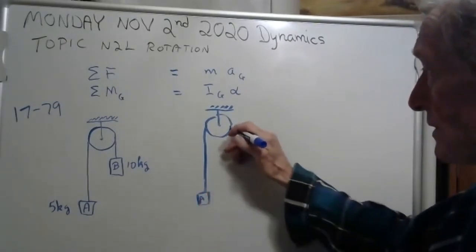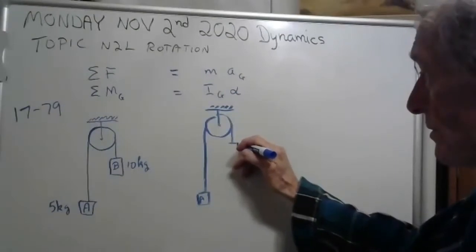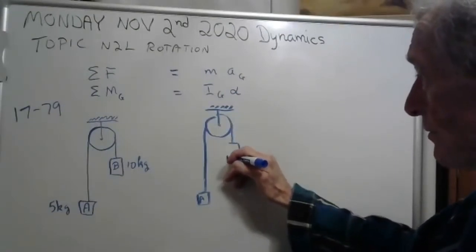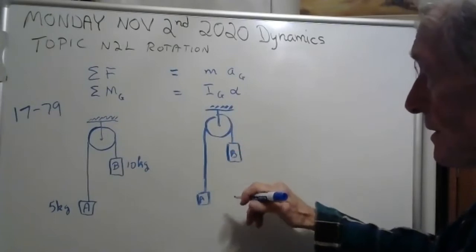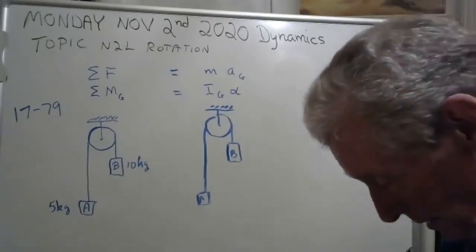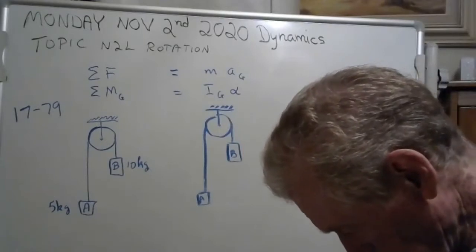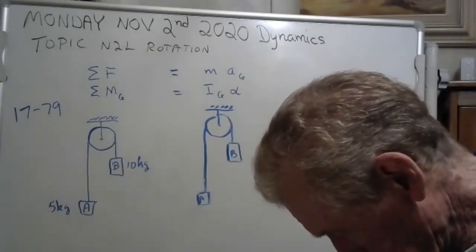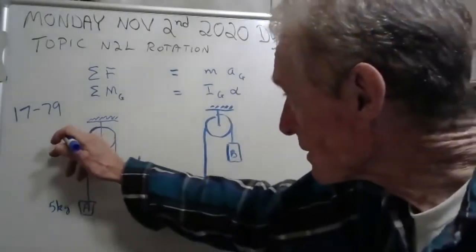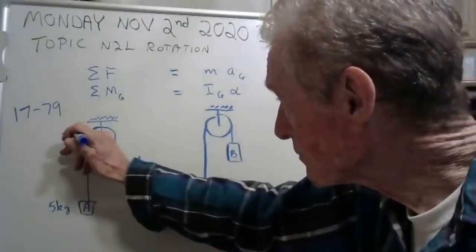Make two diagrams. That's what I want you to do. That one's bigger. B is 10 kilograms. Now, they gave us some information here. We got the 5 kilograms and the 10 kilograms. And this pulley is 3 kilograms.